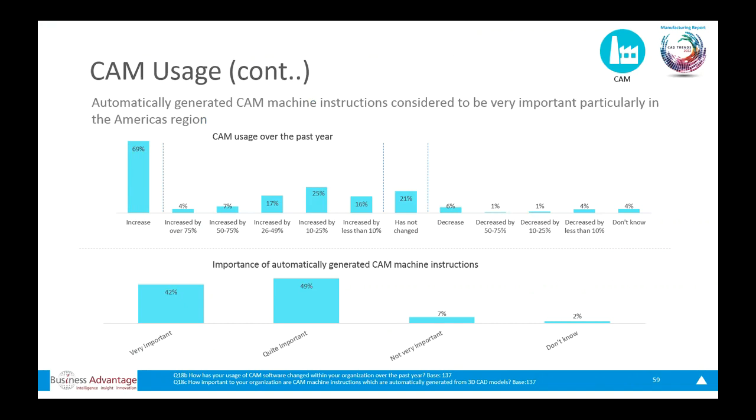We asked about any changes in usage of CAM over the past 12 months. The majority, 69%, mentioned some form of increase. 21% in the middle there reported no change. And when asked about the importance of CAM, machine instructions that are automatically generated from 3D CAD models, the majority, 91%, felt it was very or quite important. So 42% very important, 49% quite important.